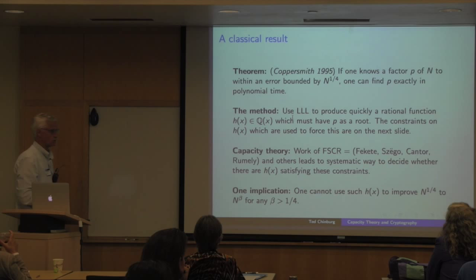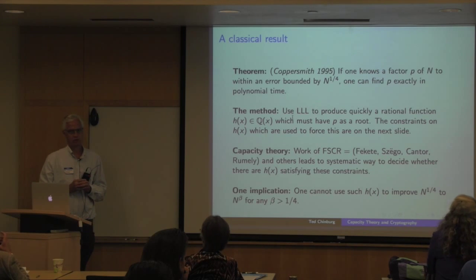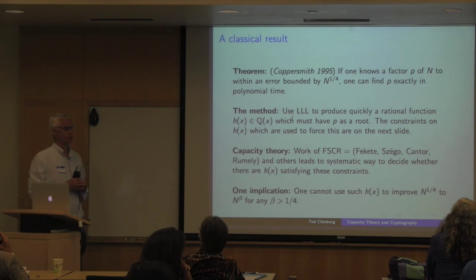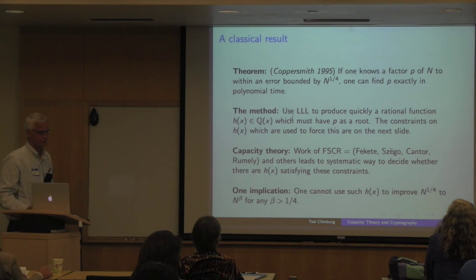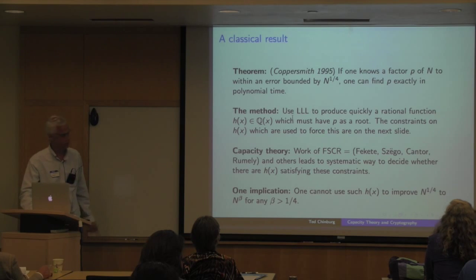They don't exist. And so if you think about Coppersmith as a kind of attack on a crypto system that hinges on having a factor p, this is an attack on an attack. You can't do what Coppersmith did if you allow the error to be bigger.